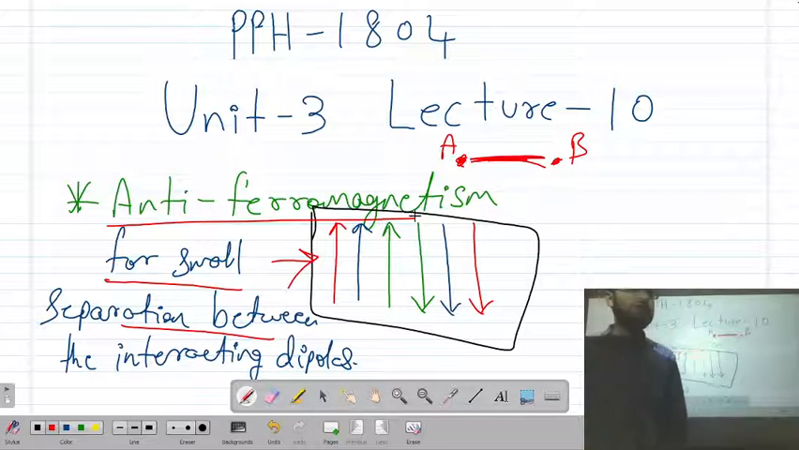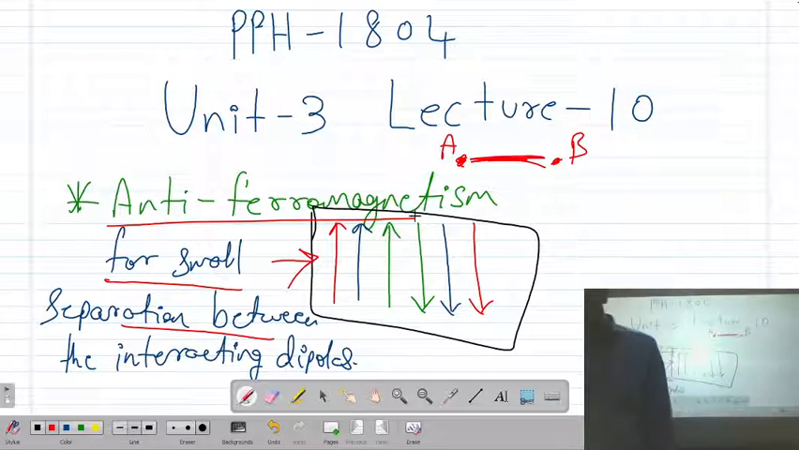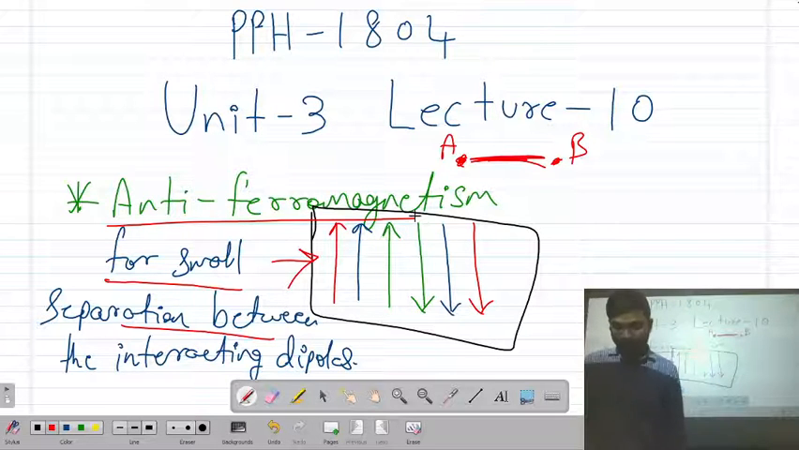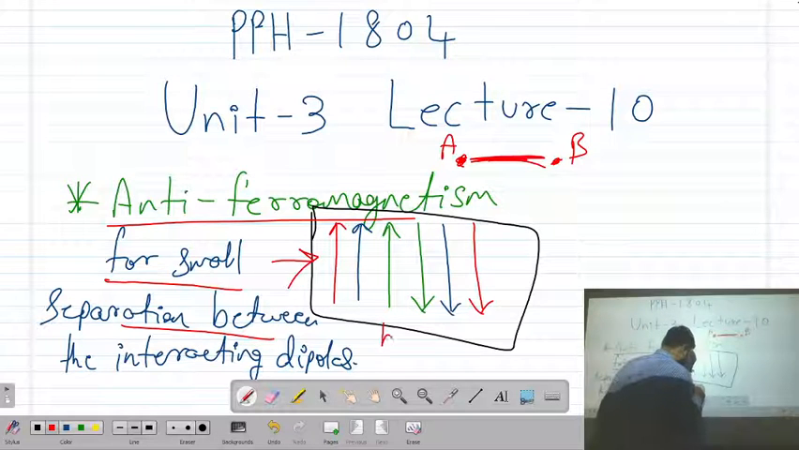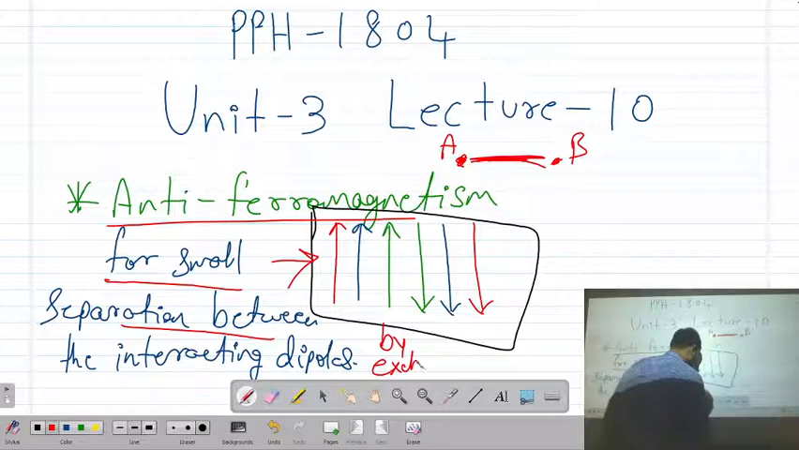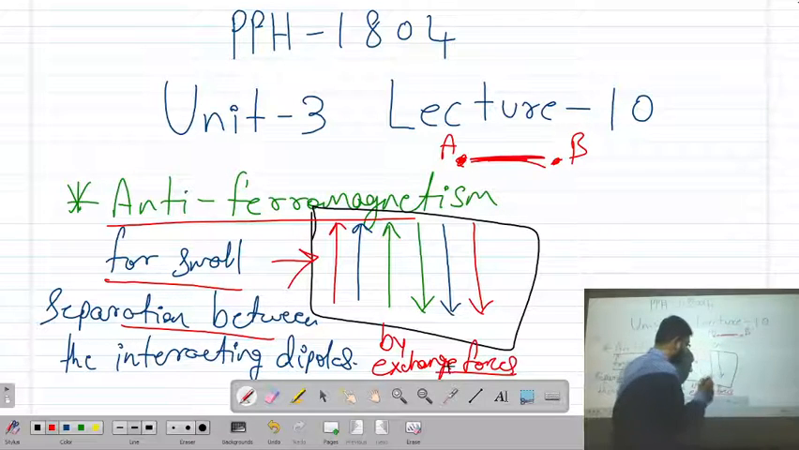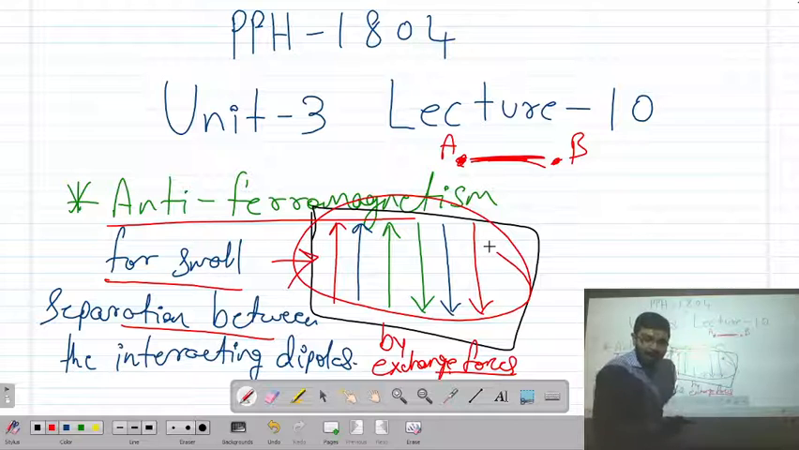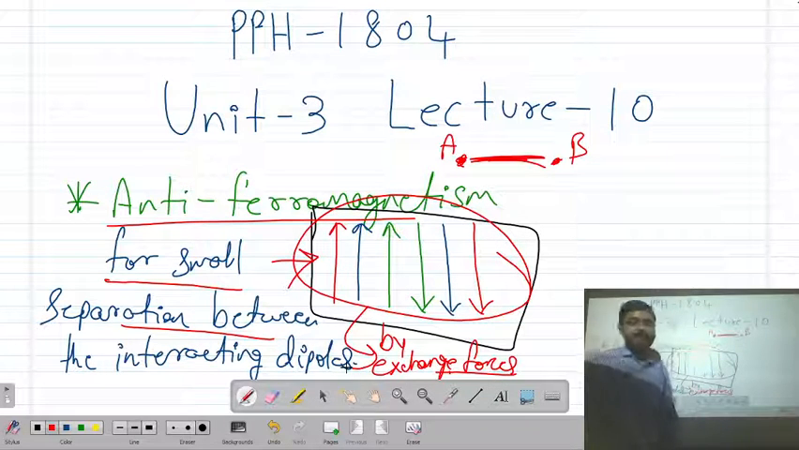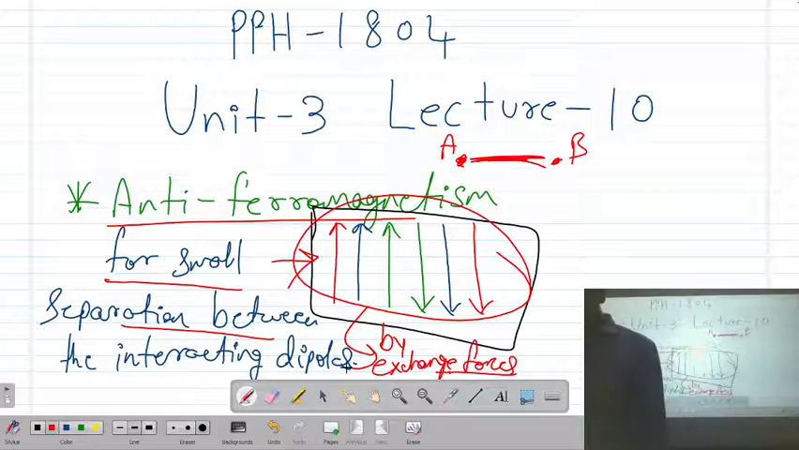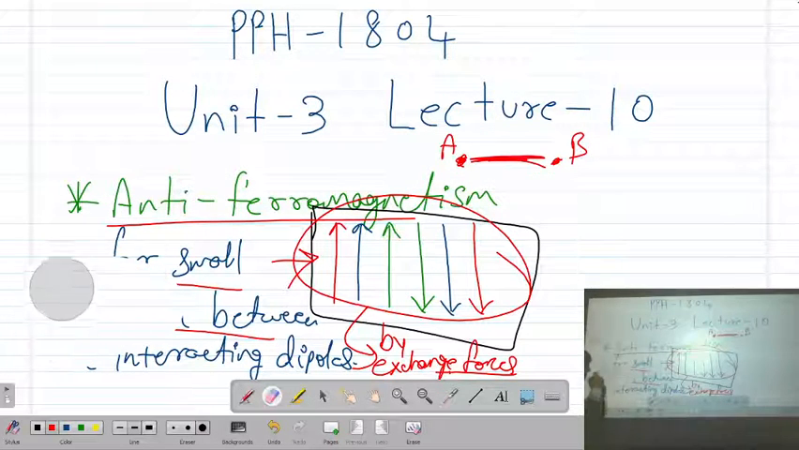Then the dipoles will have a tendency for antiparallel alignment by the action of exchange forces. This kind of arrangement is going to happen by the action of exchange forces, right? And this behavior occurs below a critical temperature.